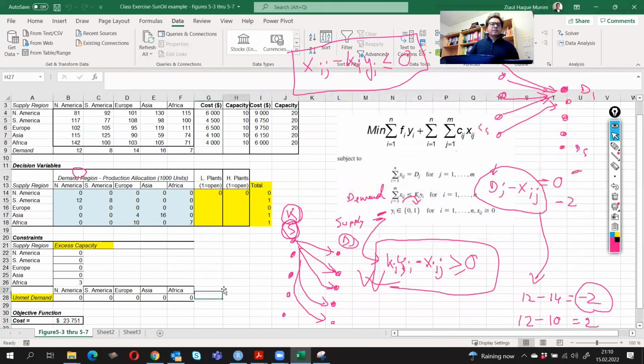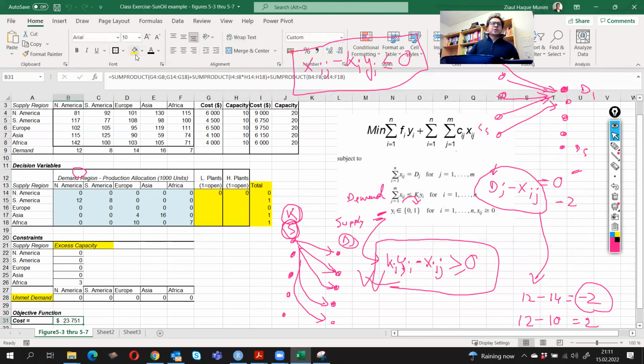And it actually solved already with the simplex one. And we see this is our solution, 23751. Okay, so I'm just going to color it and highlight it. So this is how we can solve a capacitated plant problem, where we have constraints and we are going to find out the network structure of the supply chain design. Great, thank you.